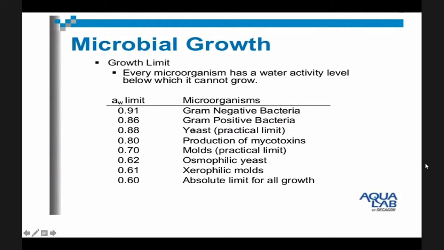What's that? Multiplication or contamination, it should no longer reach 0.91. So if it's greater, the yeast can thrive. So it depends on your target bacterial group. Okay? So there are the limits. Okay, so at 0.6, absolute limit for all growth. So nothing thrives at 0.6. But take note that as water activity is lowered, your cost in formulation also becomes greater.